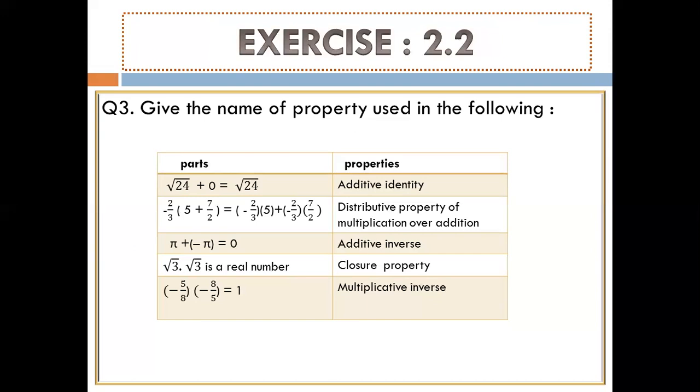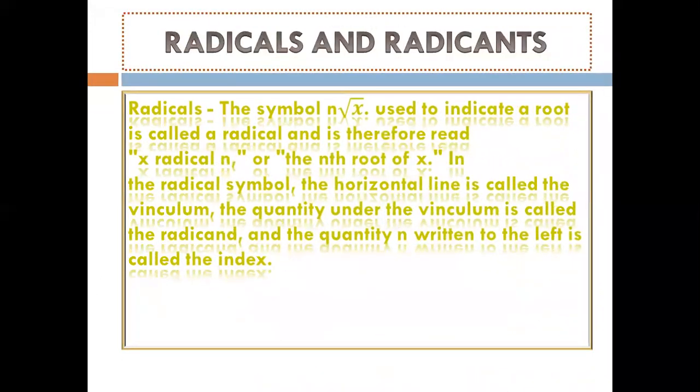Minus 5 over 8 multiplied by minus 8 over 5. You see that both signs are the same, but the numbers are reciprocals of each other, and after the multiplication the answer is 1. This is multiplicative inverse of each other. Here we finish 2.2 and now we have 2.3. Students, if you learn the properties by heart, then it will be very easy to use them in the questions, because not only in this exercise we use the properties, but also in the theorems, in class 10 and in the next chapters, we use the properties in some questions.